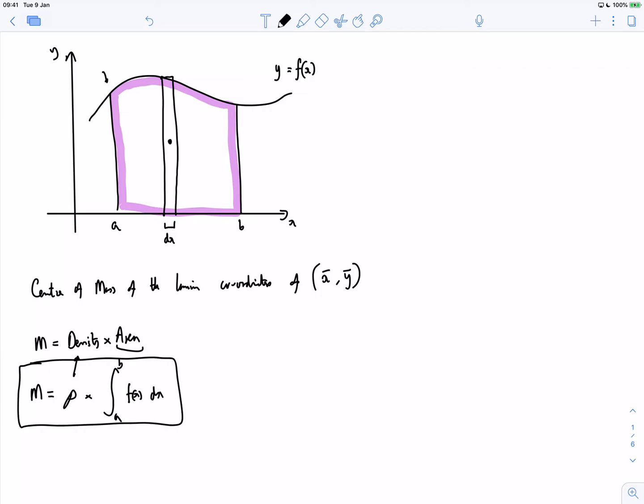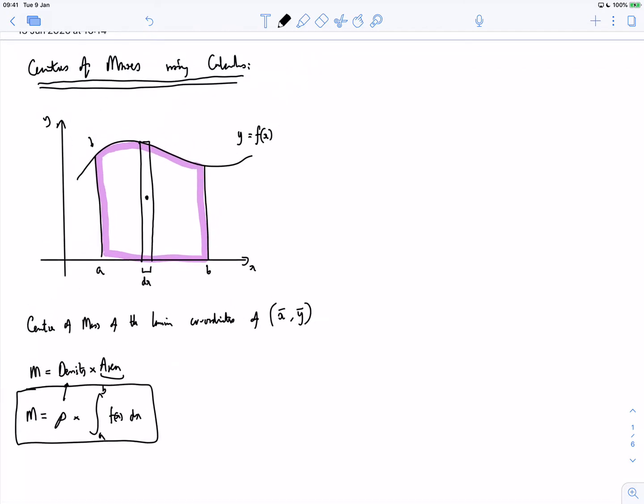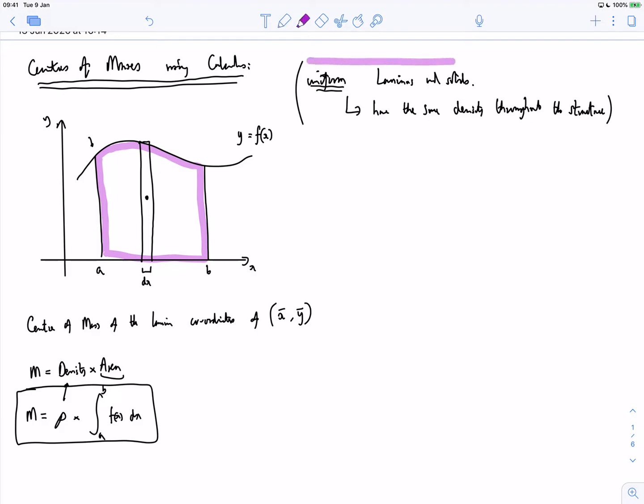This is really important. Now, for the purposes of the questions we're going to be doing here, we're going to be dealing with uniform laminas and solids. So treat laminas as like sheets and solids as in physical objects like a block or a cuboid. And essentially, if they're uniform, it means they have the same density throughout the structure. So you'll actually find that for the centres of masses we're dealing with in this chapter, the rhos are going to cancel, or rather everything is going to be rho times something, and you can just treat it as a constant. There's a constant density, so you can take it out.